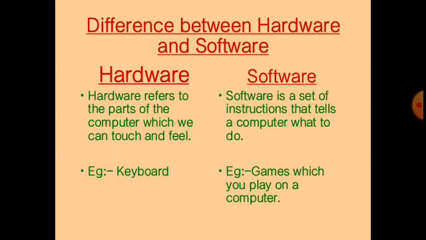Now let us discuss the difference between hardware and software. Hardware refers to the parts of the computer which we can touch and feel. Example, keyboard, mouse, monitor, speakers, scanners, etc. Software is a set of instructions that tells a computer what to do. Example, games which you play on a computer. There are many more examples of software which I will teach you in detail in later sessions.